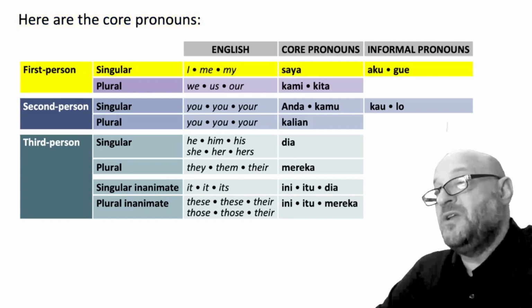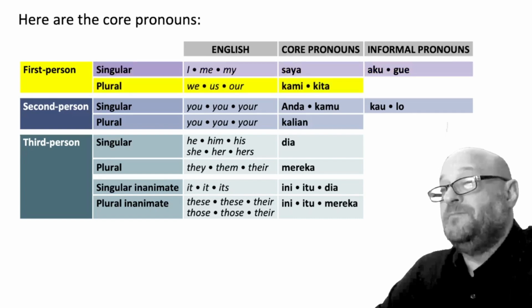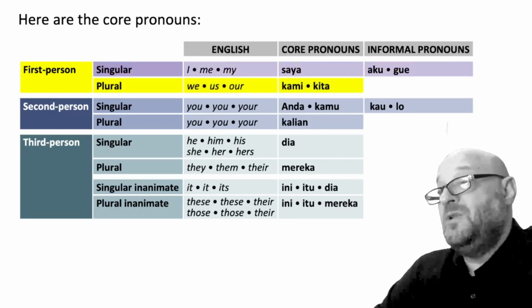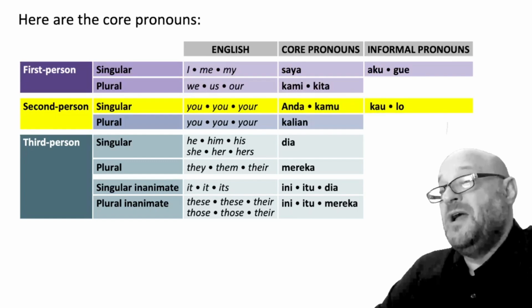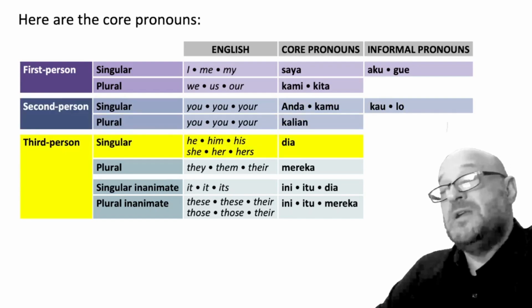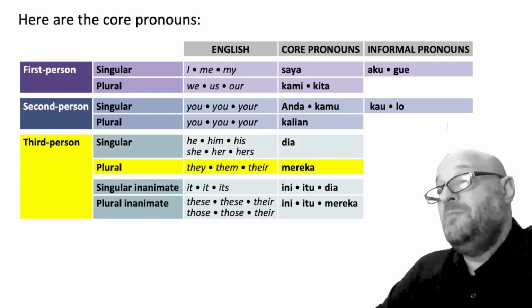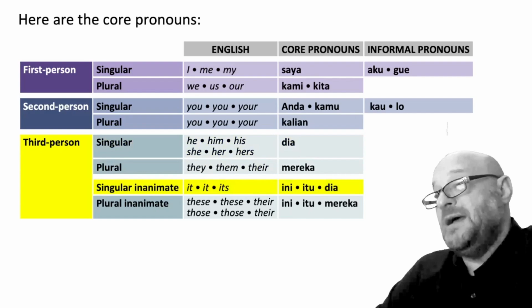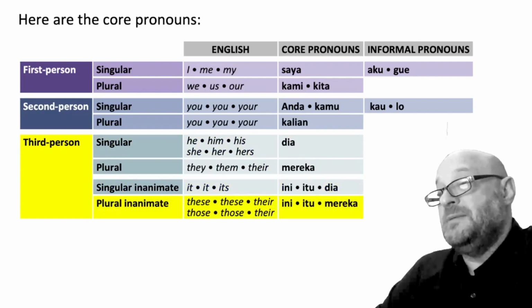First person singular, saya. Informal, aku, gue. First person plural, kami, kita. Second person singular, anda, kamu. Informal, kau, lo. Second person plural, kalian. Third person singular, dia. Plural, mereka. Singular inanimate, ini, itu, dia. Plural inanimate, ini, itu, mereka.